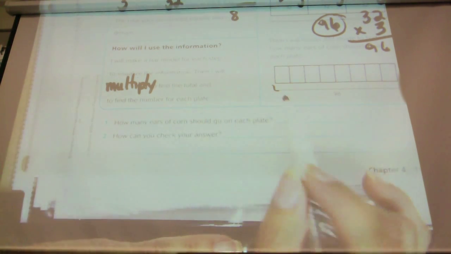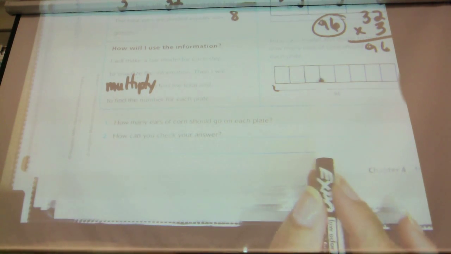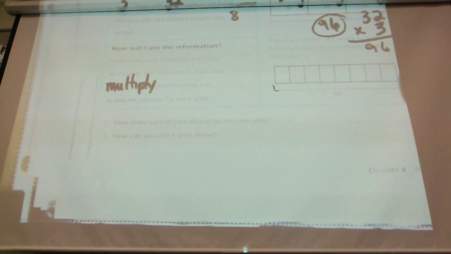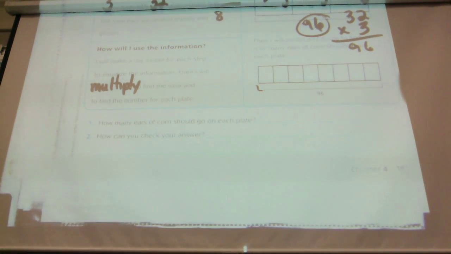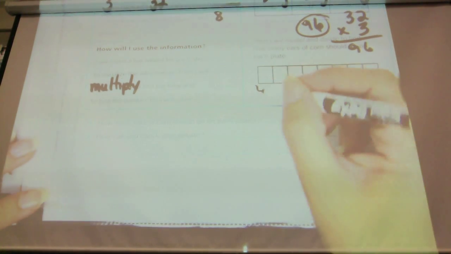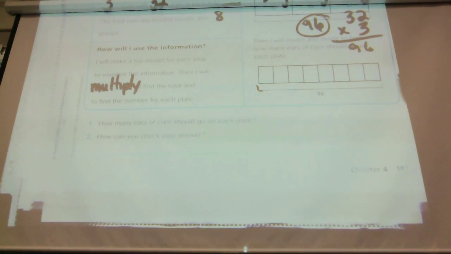8 plates. Do you see the boxes here? How many boxes are there? Count them. Don't assume. Count them real quick. Raise your hand when you have it. How many boxes are there? 8. Oh, so each box represents what? Not a corn. A plate. Very good. So each one of those boxes represents a plate.